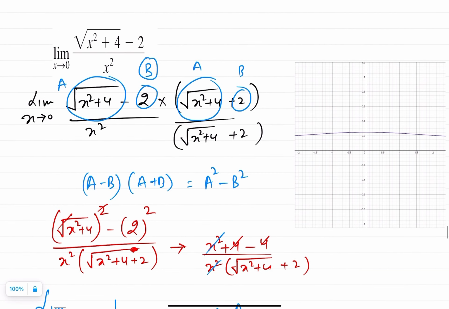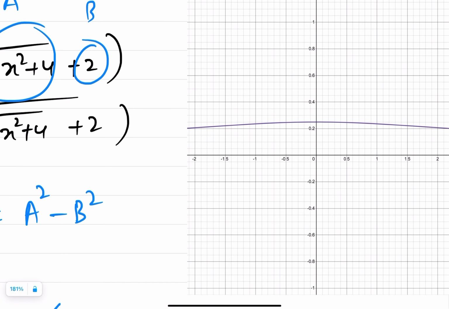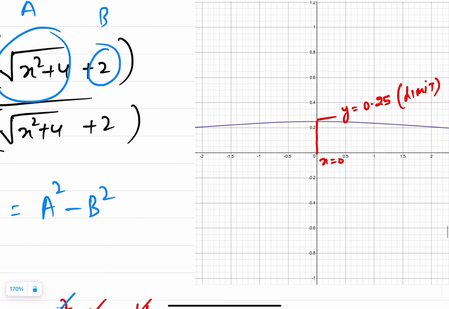Even in the graph you can see this blue line is the curve of this function, and we have to evaluate the limit at 0. We know the corresponding value when x is 0, the corresponding y value is equal to 0.25. This corresponding y value, this is what we call the limit.